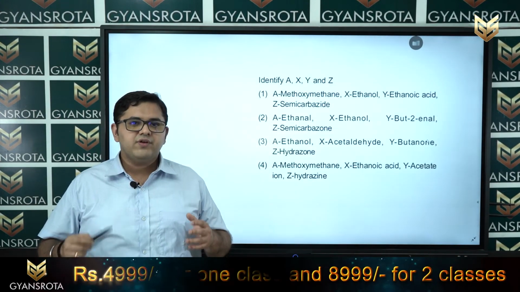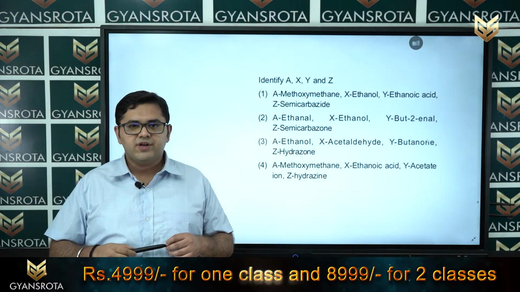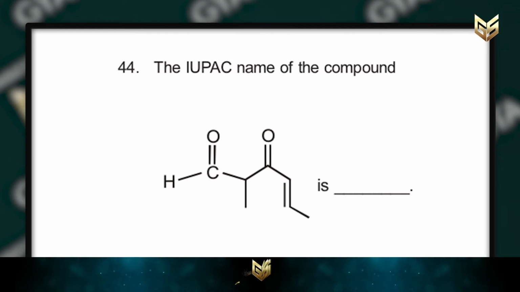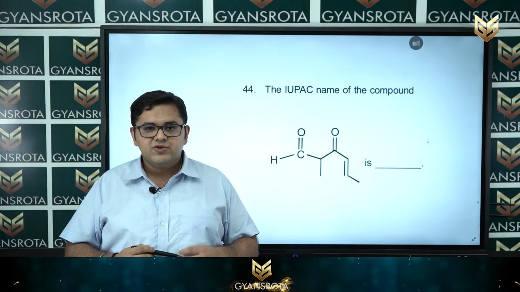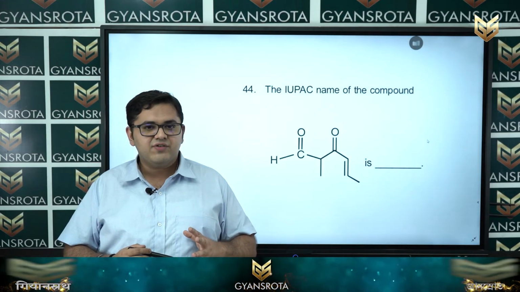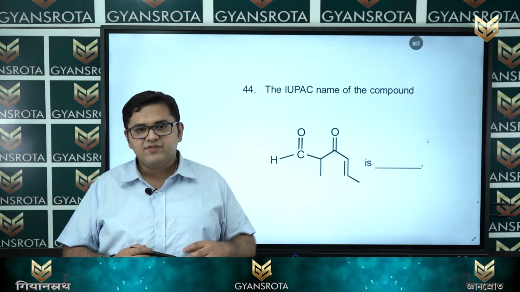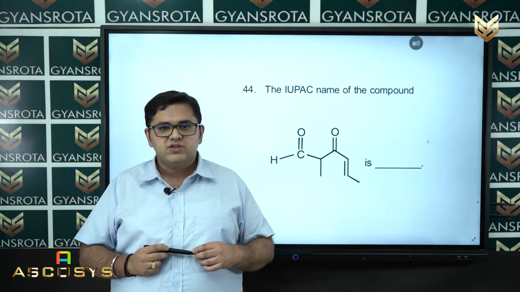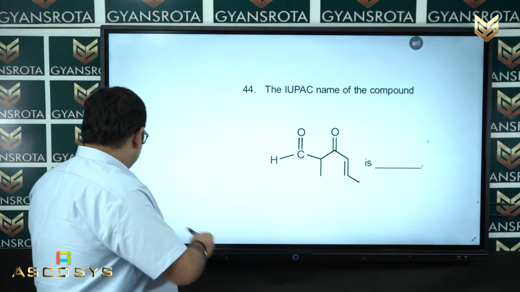So now we are moving to the next question, that is question number 44. Question number 44 is on your screen. The IUPAC name of the compound. It is a very easy question which comes from the 11th chemistry chapter, the first chapter, that is the nomenclature of organic compounds. So let us see the solution.